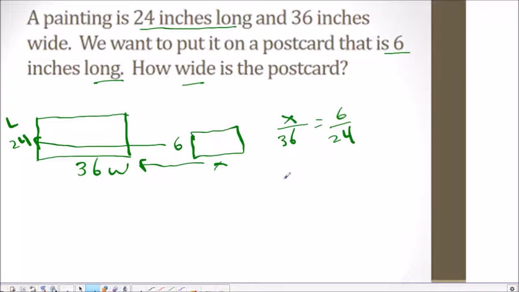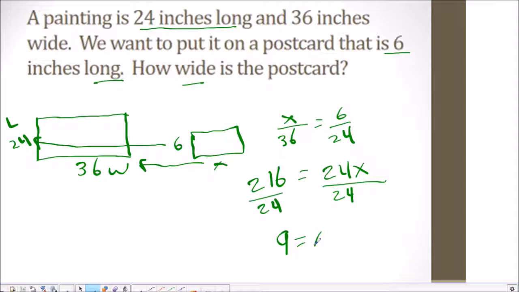And now it's time to cross multiply. So let's do 6 times 36, and I get 216 when I do that. And 24 times x is 24x. And we will divide the 24 out. And when we do that, we get 9.